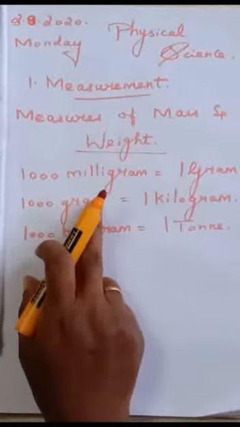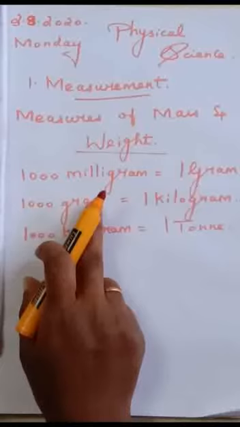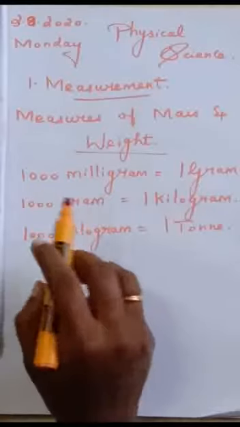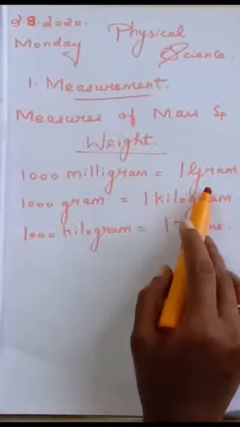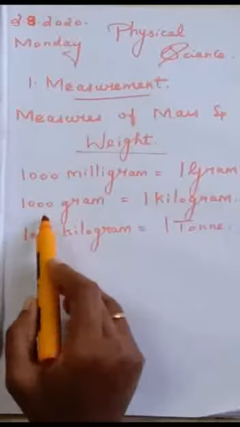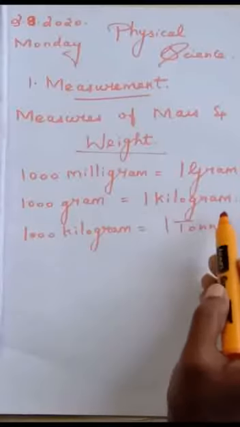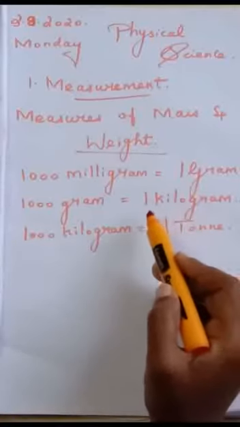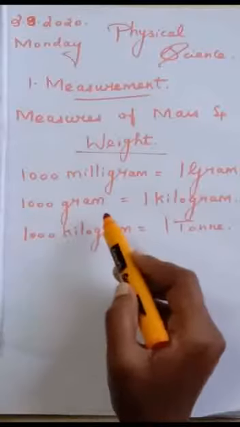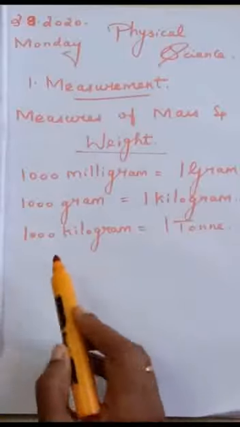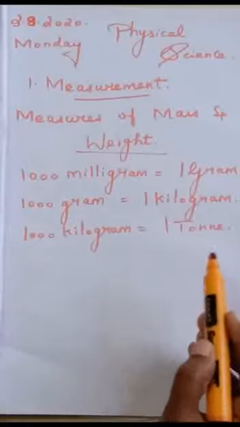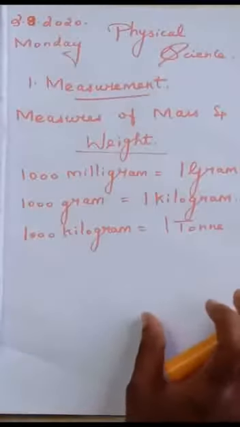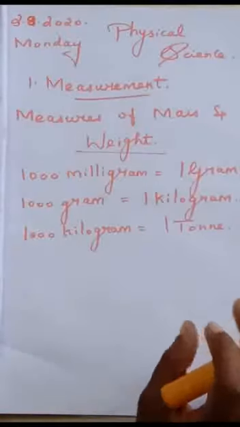But this milligram is a very small quantity. It is a very basic small quantity, and it is a basic conversion unit. So 1000 milligram is equal to how many grams? 1 gram. And 1000 gram is equal to 1 kilogram. When 1000 gram converts to kilogram, how many kilograms are there? 1 kilogram. And 1000 kilogram is equal to 1 ton. So these are all the basic conversion formulas for measures of mass and weight, right?